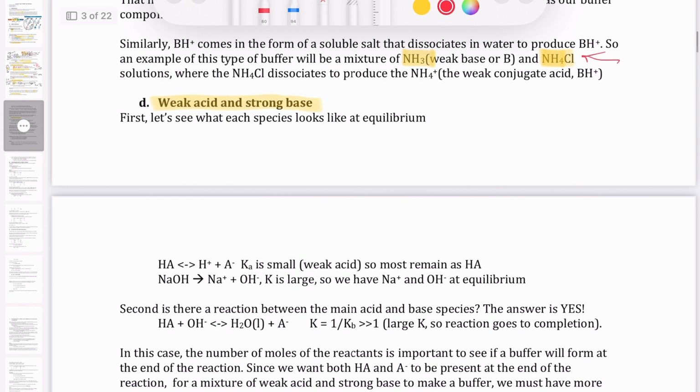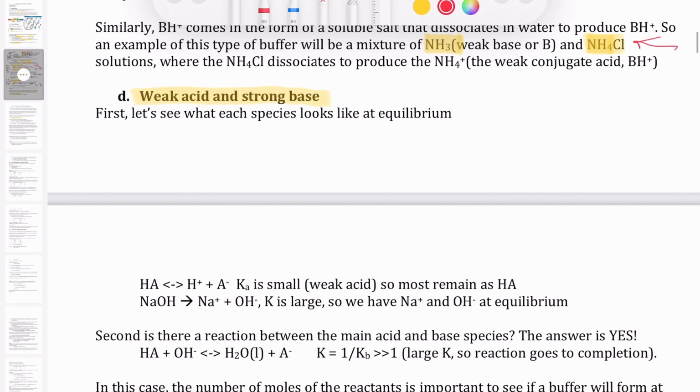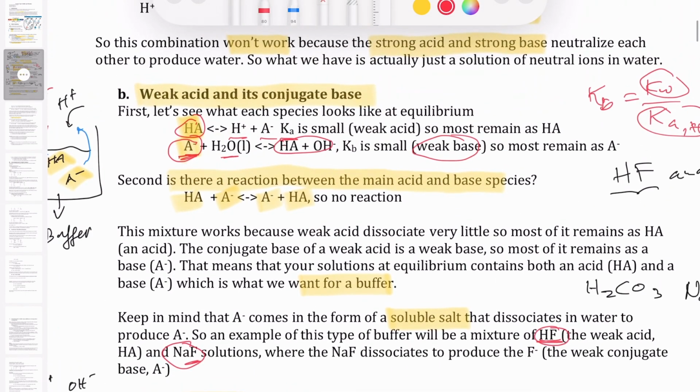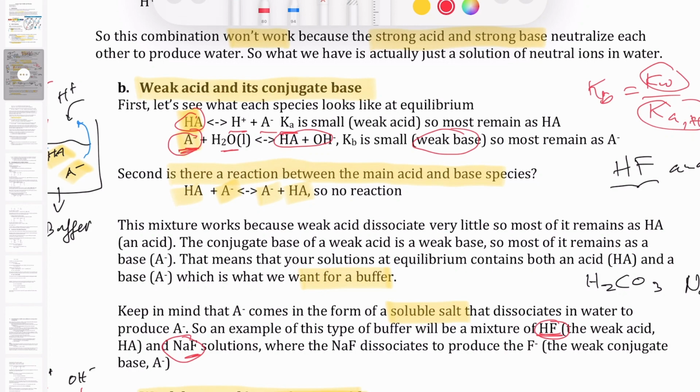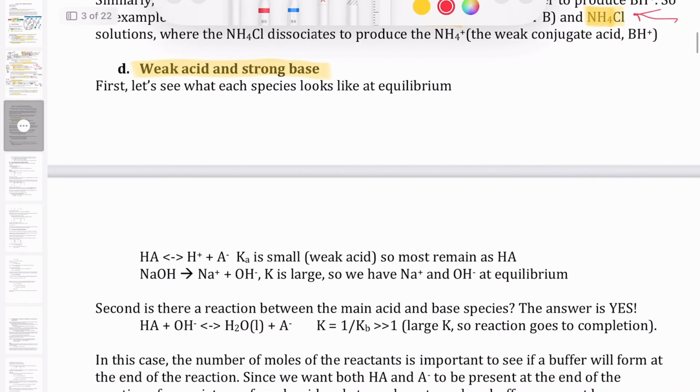Now let's take a look at the next combination, which is a combination of a weak acid and a strong base. So notice the difference between this and part B earlier, where I'm taking a weak acid and I mix it with its conjugate base solution. Right now I have a weak acid and a strong base.